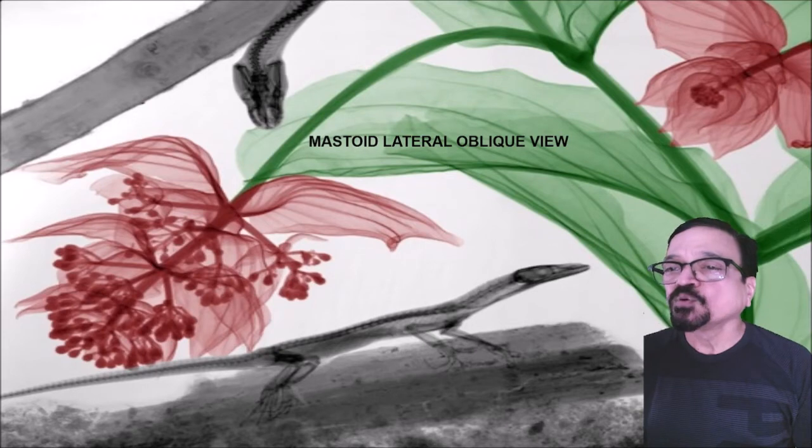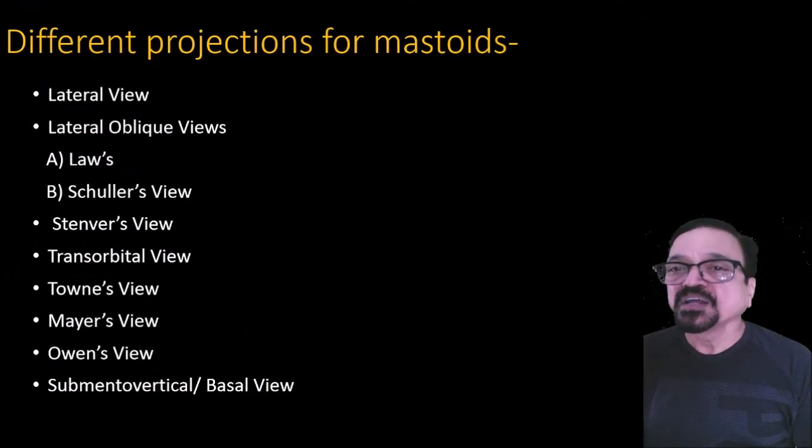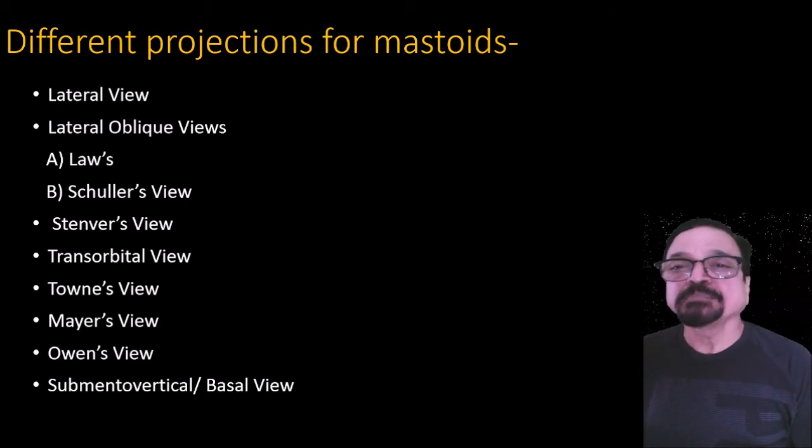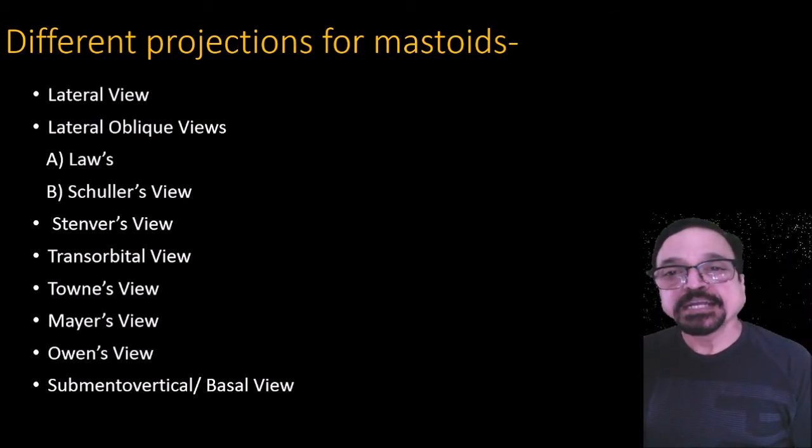Now let us go to the next projection, that is mastoid lateral oblique views. Now what are the different projections for the mastoid? It is a lateral view. Lateral view is easy, but it has a lot of obscuration by both the sides. So we have to make the patient lateral oblique.